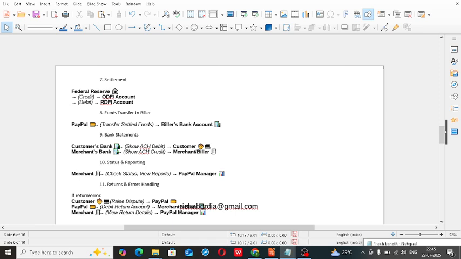The customer account debit happens. That is credited to the RDFI bank settlement account. Again, the RDFI bank settlement account debit happens. That is credited to the ODFI bank settlement account. Finally, what will happen? Again, the fund needs to be transferred from the RDFI to the ODFI. So the ODFI settlement account debit happens. That amount is credited to the PayPal settlement account. Again, the PayPal settlement account debit happens. That is credited to the merchant bank, service provider bank, or biller bank.